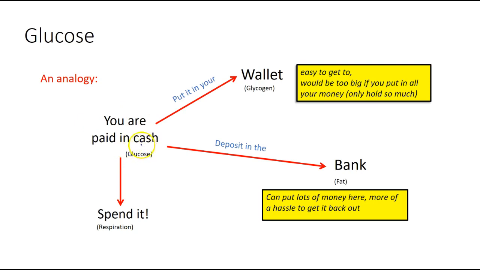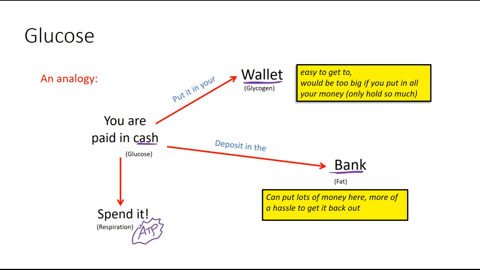We're going to use cash as our analogy, but cash in this example would be analogous to glucose. Okay, so you're paid in cash. 3 examples. You can either pocket the money or put it in your wallet, right? You're going to wallet your money, put it in your pocket. You can deposit it in the bank for long term. Not as easily accessible, but you can store it long term. It's safer, right? Or you can spend it. Glucose is immediately spent or utilized in cell respiration as ATP, right?